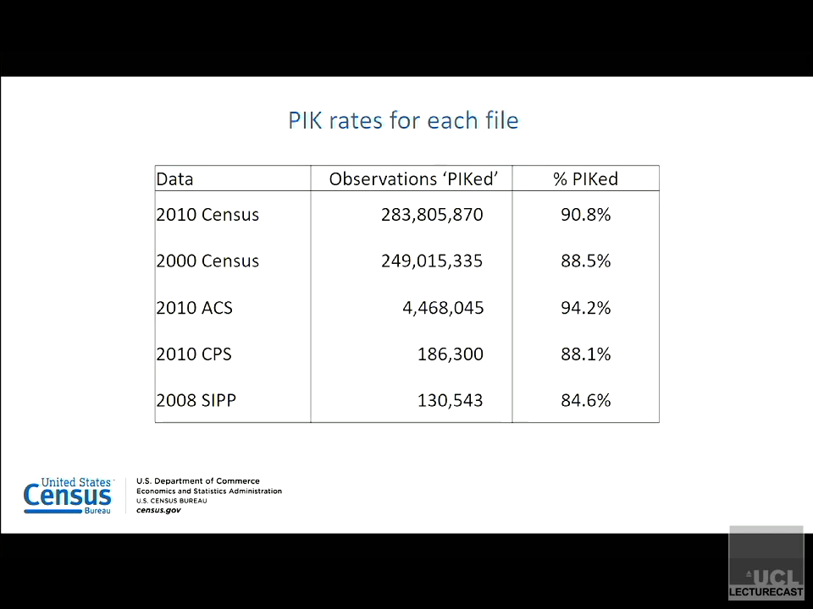So we pick, as I said, about 90% of the records in these files. These are just surveys that we conduct at the Census Bureau. These are the two decennial censuses that have the whole population.